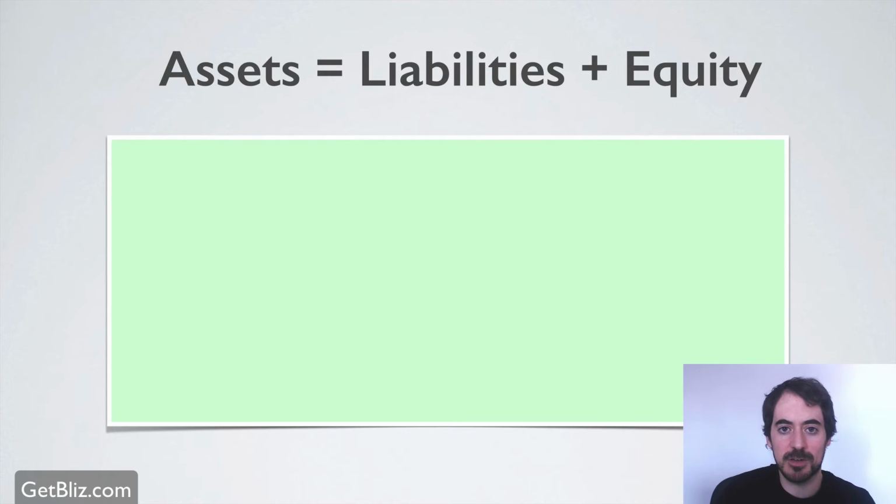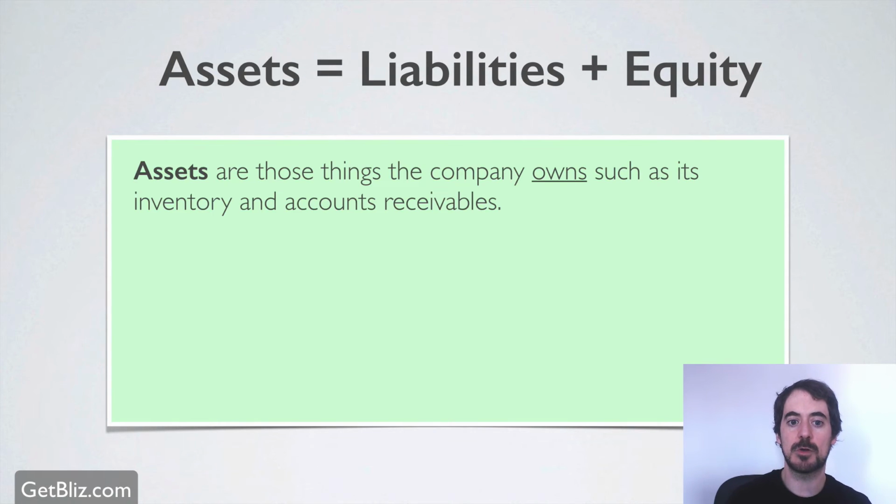And this is like gibberish. This is complete gibberish unless you understand very well what these 3 terms mean. So that's what I'm going to do. Define them. So term number 1 is assets.